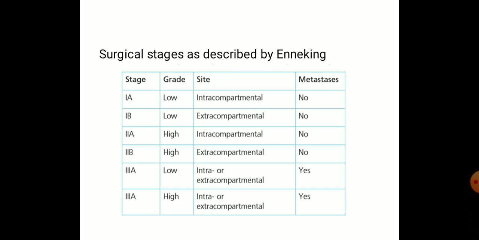in surgical staging. When it comes to surgical staging, there is also one more thing called A and B. Basically A for intracompartmental and B for extracompartmental. So this is actually how the staging is done by Enneking. Enneking added this one more system, that A and B, whether it is low grade and intracompartmental, or low grade and extracompartmental. So 1A means it's a low grade intracompartmental without any metastasis. So this is how the staging is done for the operational staging.